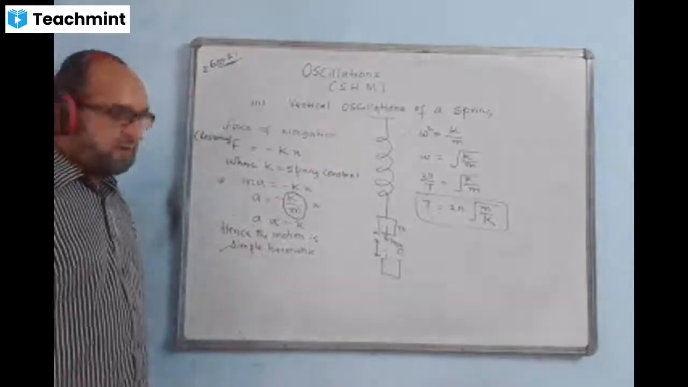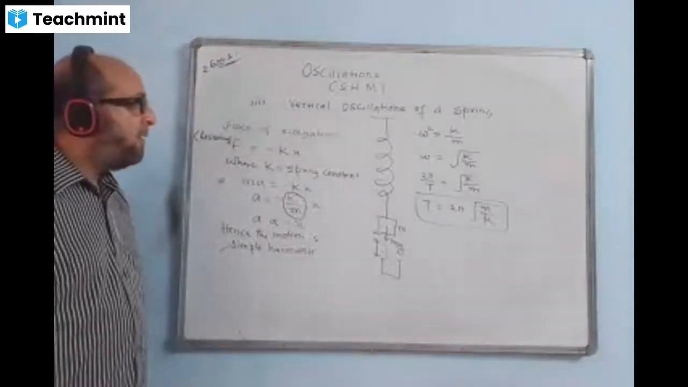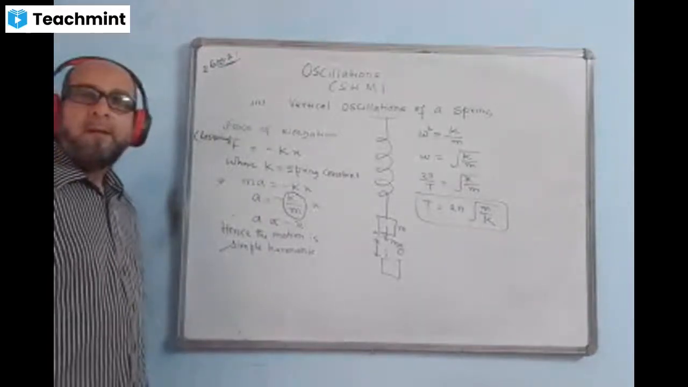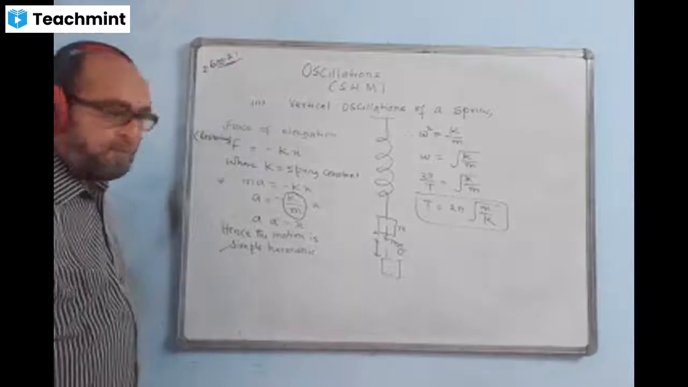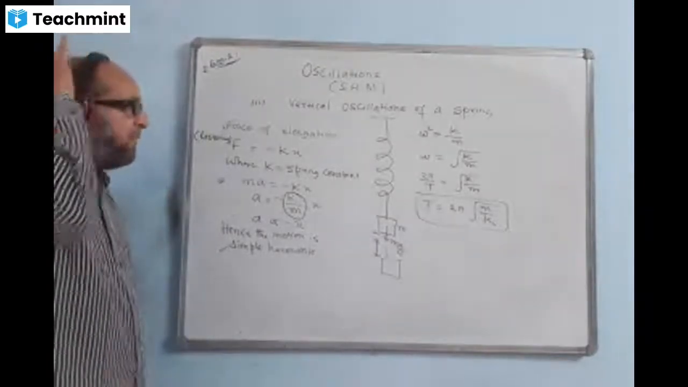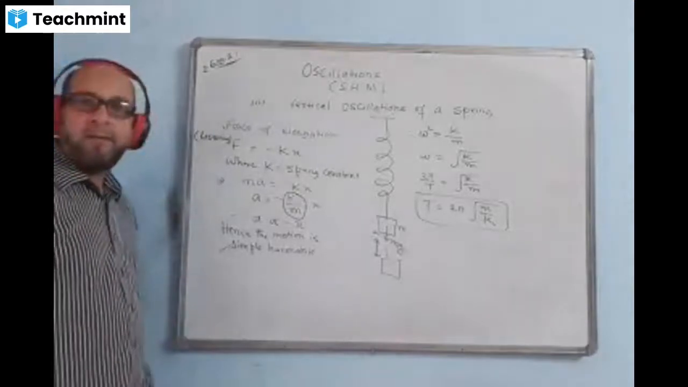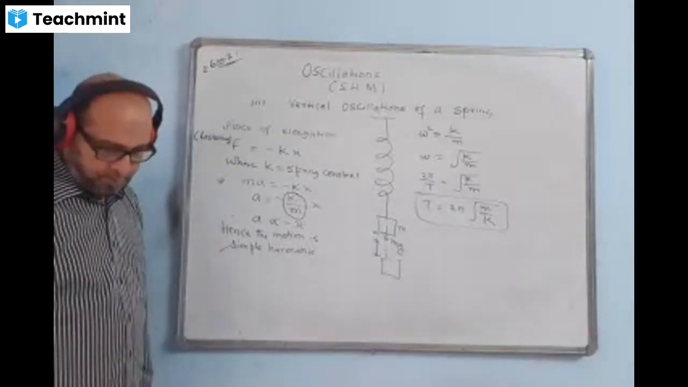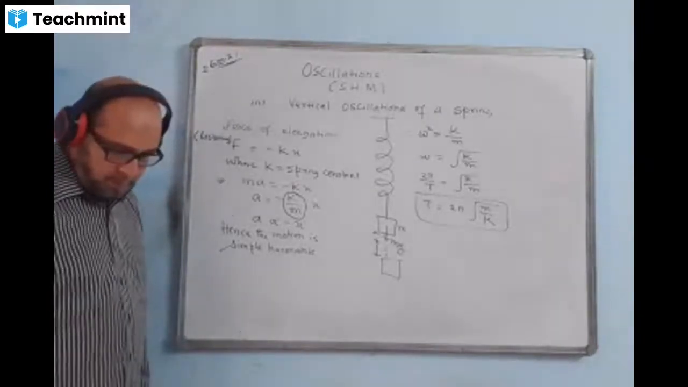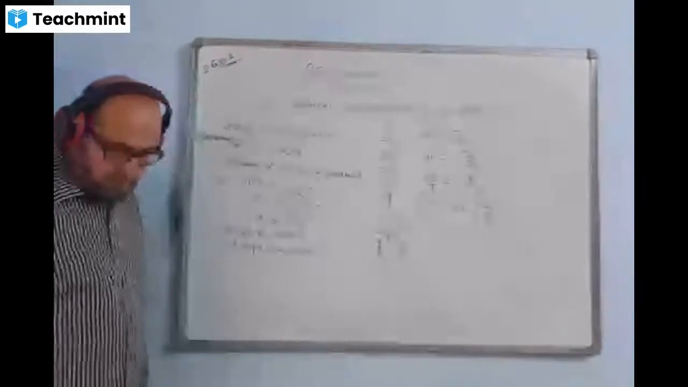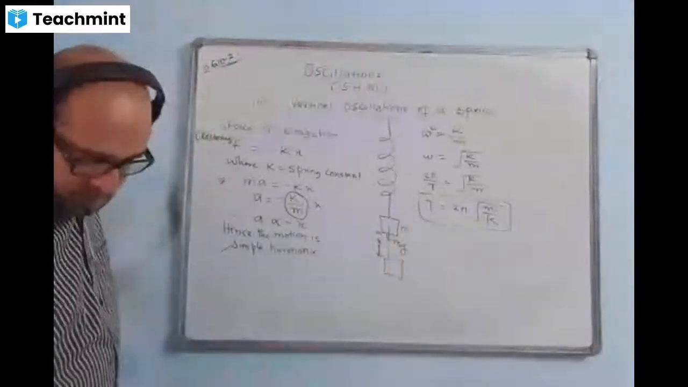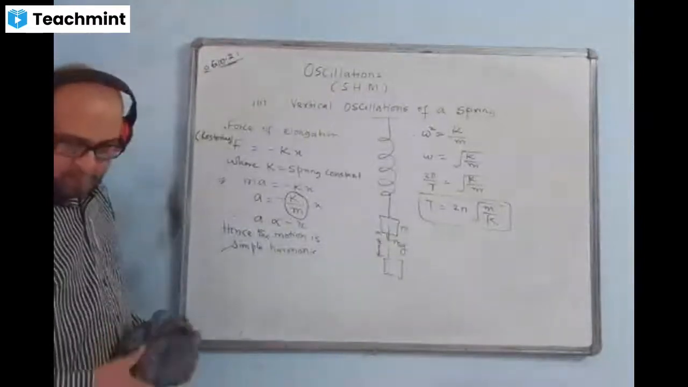Omega square equals k by m, this value. Therefore, omega is equal to root k by m, and omega formula we got 2 pi by T. Therefore, T value will come 2 pi square root m by k. Done? Okay. Say fast. Yes, sir.